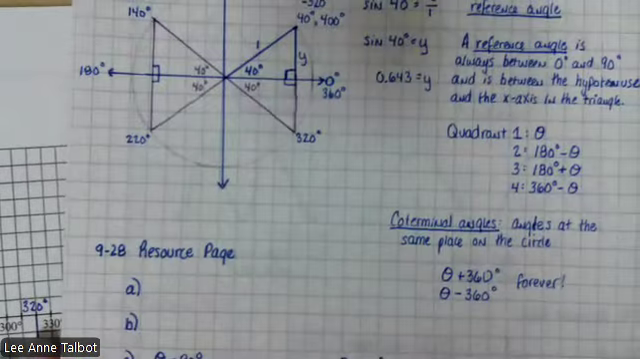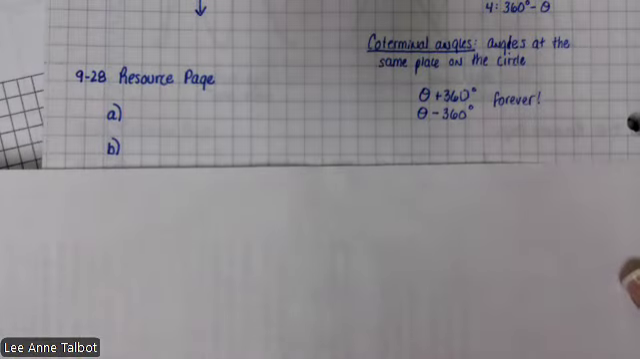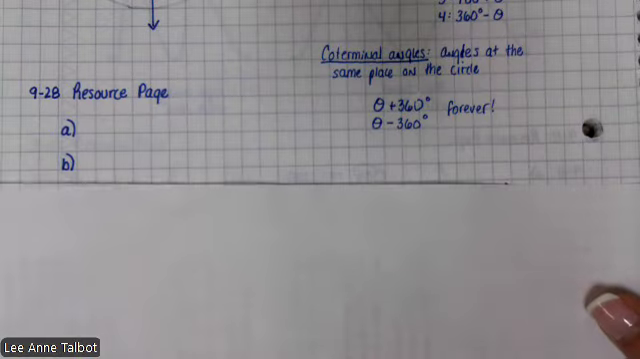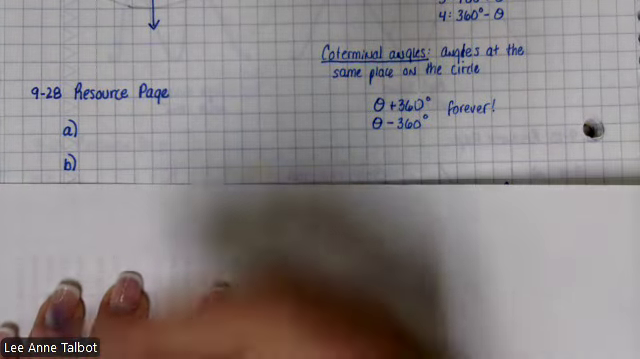But the question for 928 A and B is, what is the height at 40 degrees?